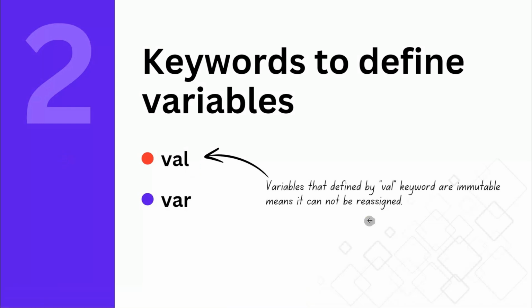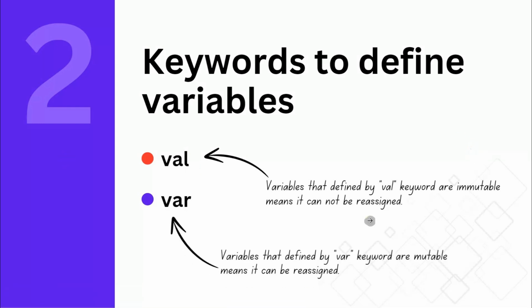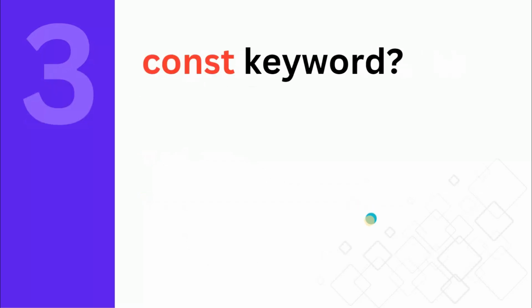Now coming to the var keyword. Variables defined by the var keyword are mutable, meaning they can be reassigned. So if I declare a variable name with the var keyword, it can be reassigned. We will see in the practical code, in the code editor, how it can be done. Let's move to the next slide.